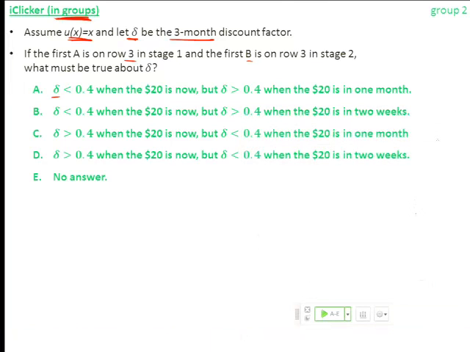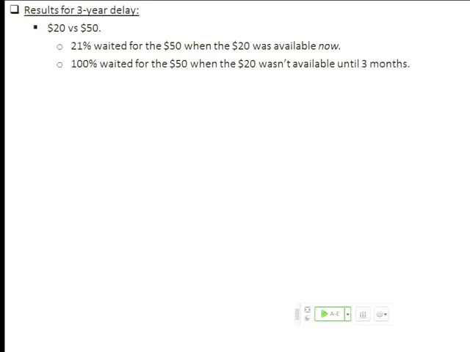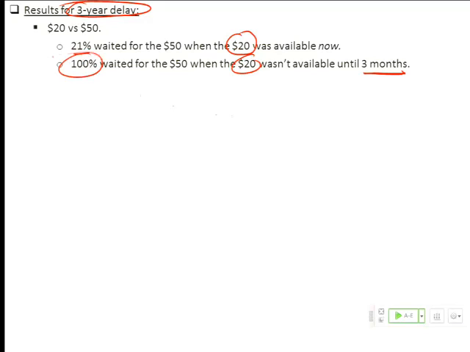All right, so what did they actually find? They have a lot of results, so I'll just show you a few. I'm zeroing in here on the results when they asked people about a 3-month delay. So what they found was that when the $20, so this is 20 versus 50, was available now, only 21% were willing to wait 3 months to make that extra $30. But as soon as they pushed the $20 3 months into the future, suddenly everybody's willing to wait.